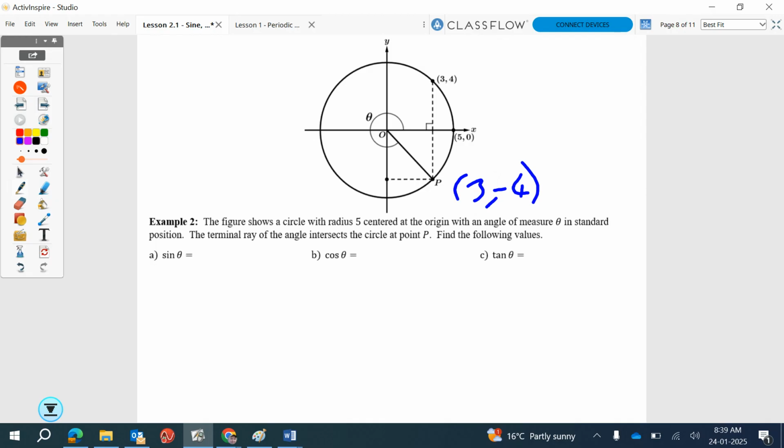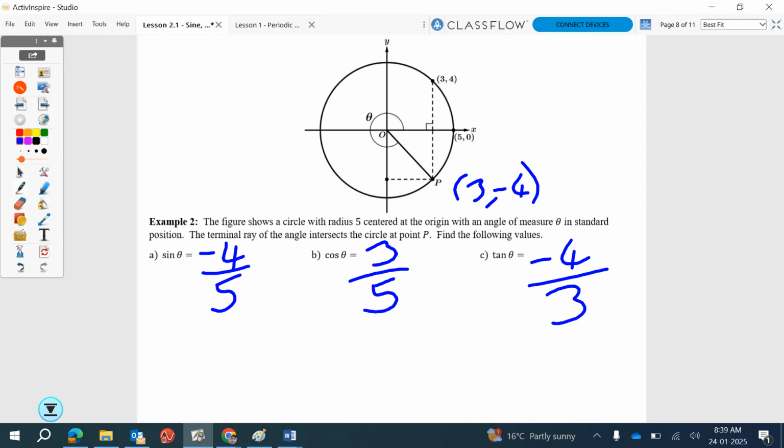So the sine of theta is going to be the y coordinate divided by the radius. So minus 4 over 5. The cosine of theta is going to be the x coordinate, 3, divided by the radius. The tangent is going to be the sine divided by the cosine, the denominators will cancel, and it will give you minus 4 over 3.